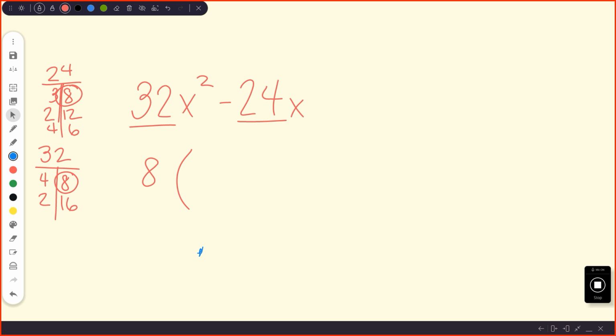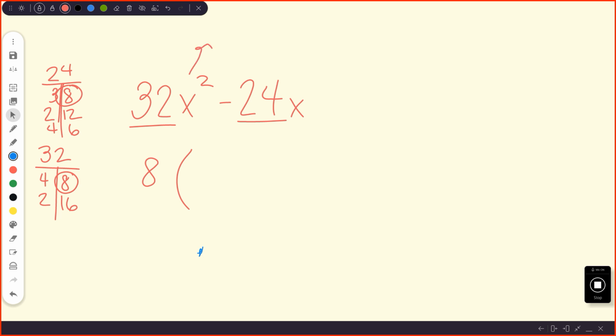What else? I can divide something else out. 1. I could, but 8 is the greatest common factor, and that's the factor I'm sticking with. What else can I divide out of each term? The x. Oh, 2 Jolly Ranchers. Okay.